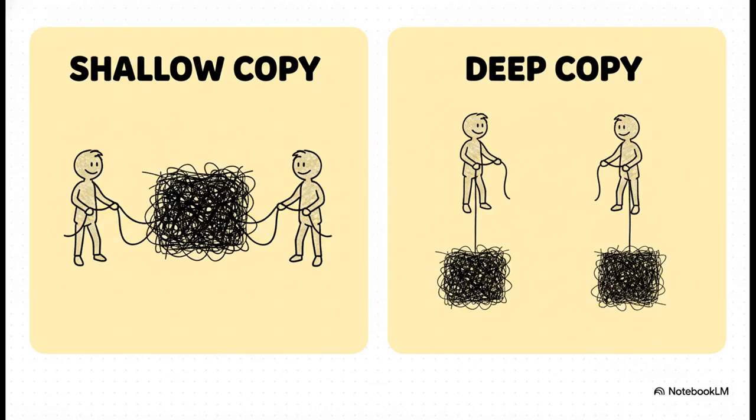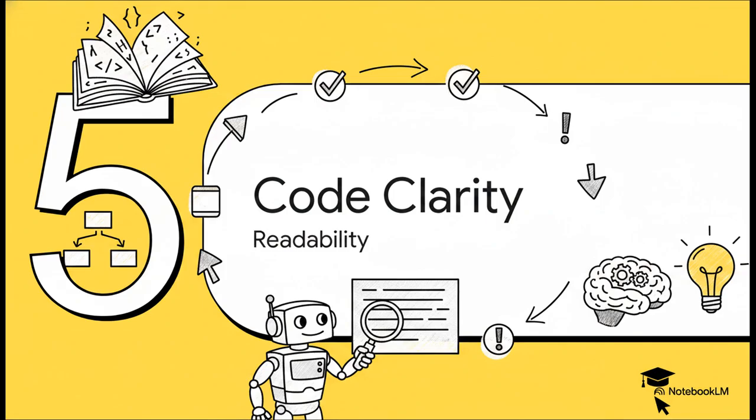To fix this, you have to write a deep copy constructor, which allocates brand new, completely separate memory in the heap for that copied object. All right, the final stretch. Section 5, code clarity and readability.